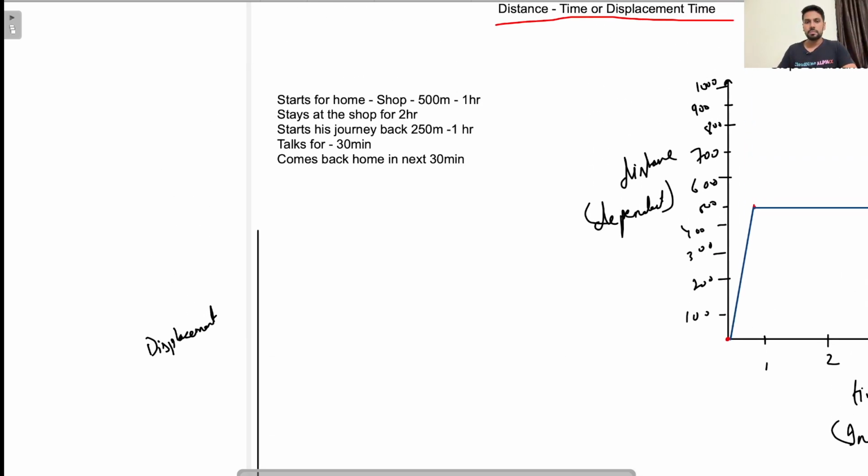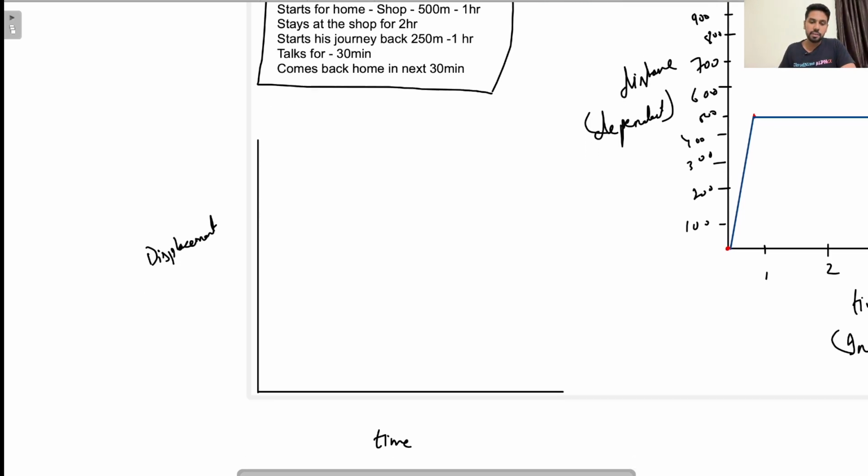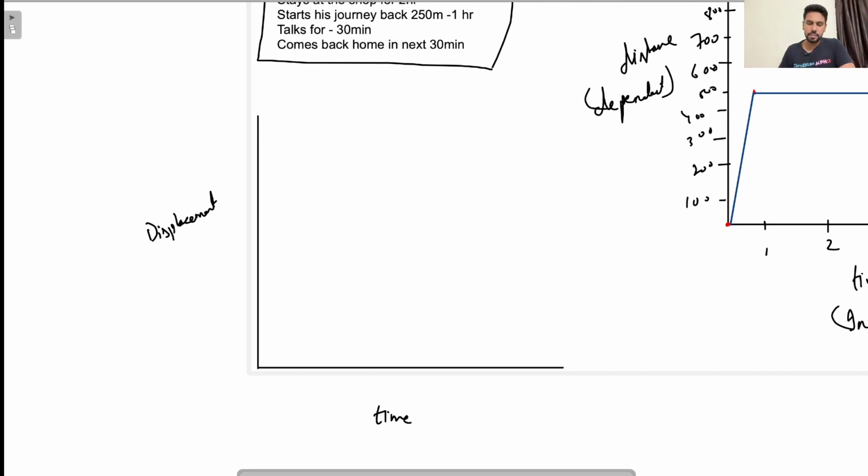Now let me come back to my journey. In this journey also, the total time is going to be 5 hours. There is no change in that, because time is non-directional. Time just keeps on going. So you have 0, 1, 2, 3, 4, 5. So there is no problem in that.